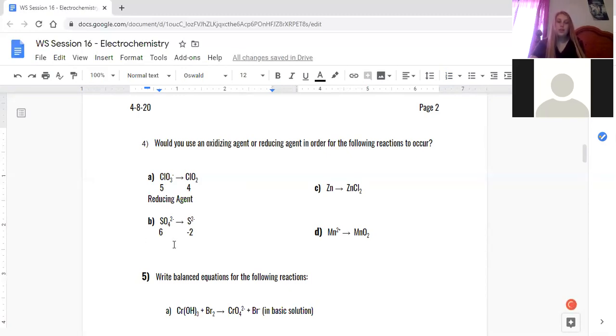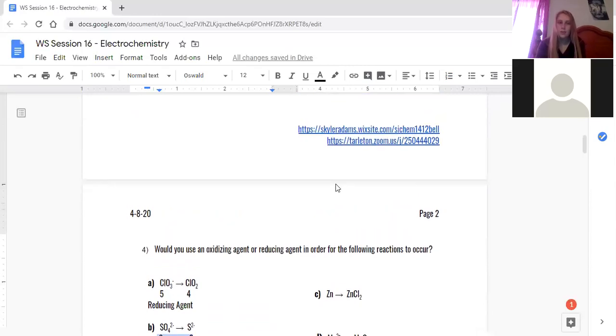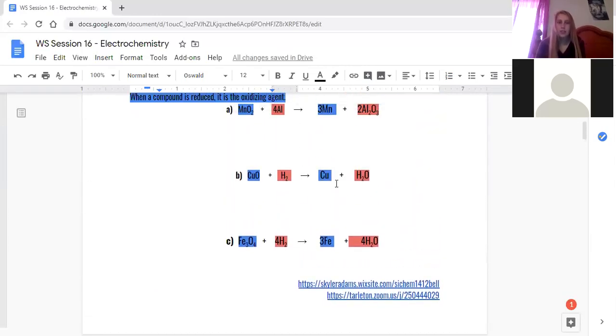So just looking at that, do you think it's going to need an oxidizing or reducing agent to help this occur? So because this is being reduced, it is an oxidizing agent. So it needs a reducing agent to make this reaction happen. So kind of like, y'all see me get this backwards, which is confusing, so I get that.